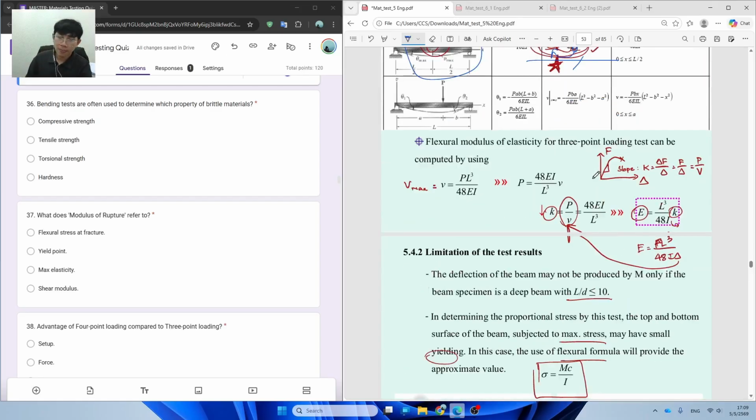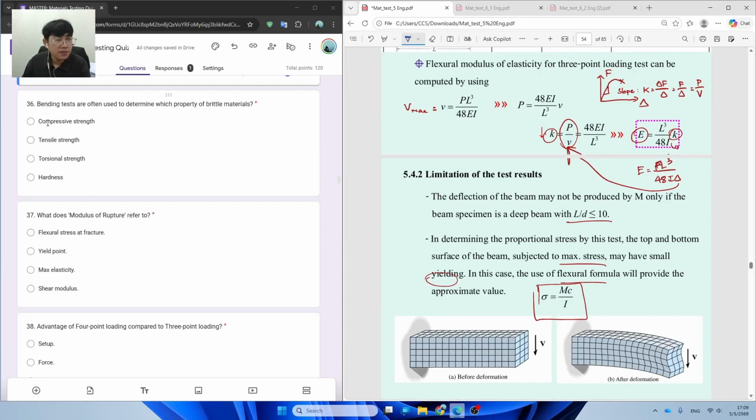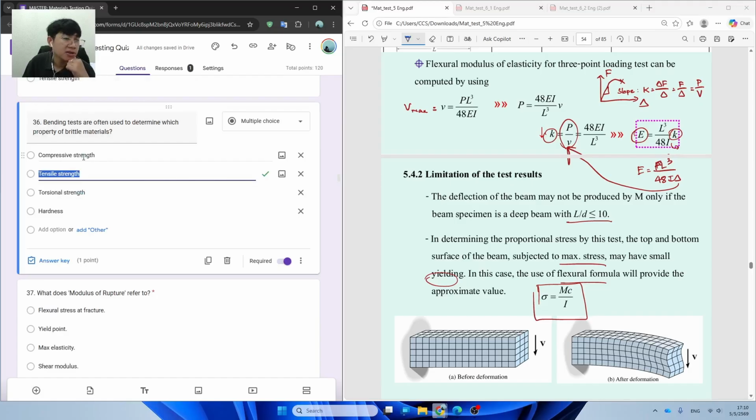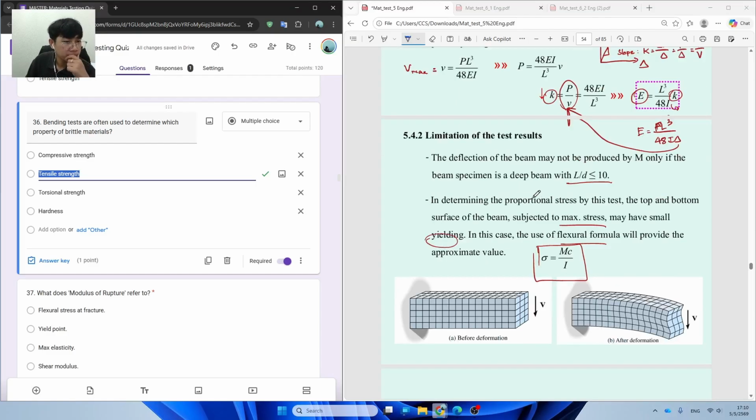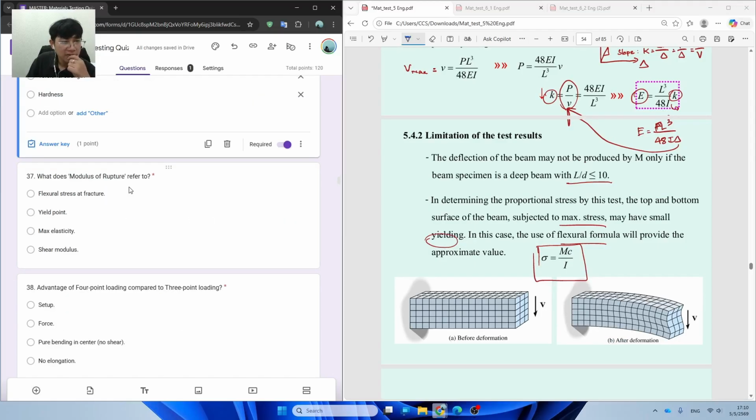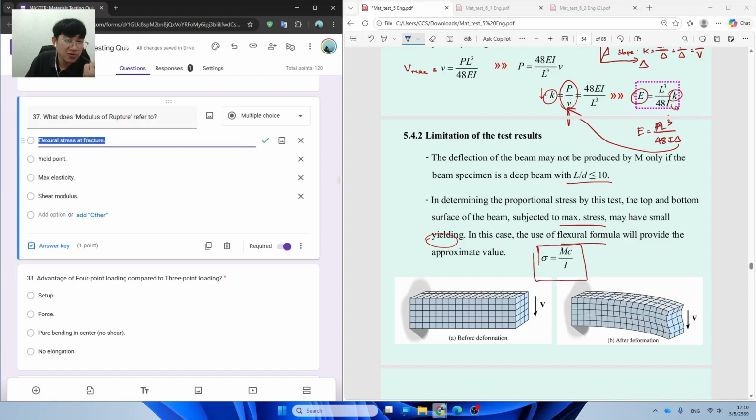Or maybe sometimes I would like to find P, you can just move everything to the side in order to find P. Okay. And if we answer the questions here: bending stress is often used to determine which property of the brittle material? Of course, the tensile strength. Because for compressive strength, we test it as the normal one, but for the tensile test, we cannot pull it. So that's why we use this static bending test as a representative of the tensile strength. And the modulus of rupture refers to the flexural stress at fracture, so the maximum resistance capacity of the tensile stress of the section.